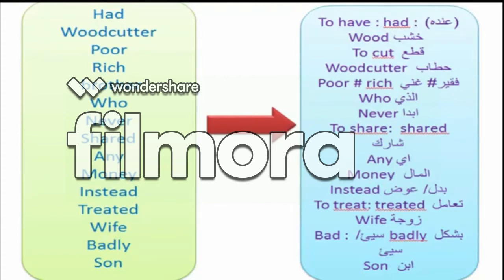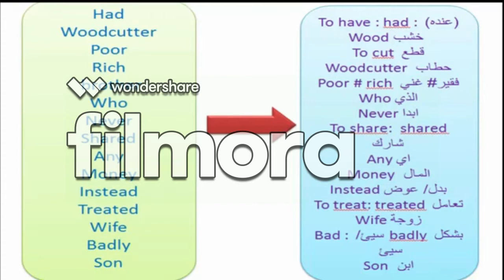We have also a word any بمعنى أي. Money المال. Instead بدل أو عوض شيء ما. We have another verb to treat تعامل. But in the past it is treated. We add ed. We have wife بمعنى زوجة. Bad سيء. لكن عندما نقول badly this is an adverb. بشكل سيء. Son ابن. Wife زوجة. Brother أخ. Son ابن.